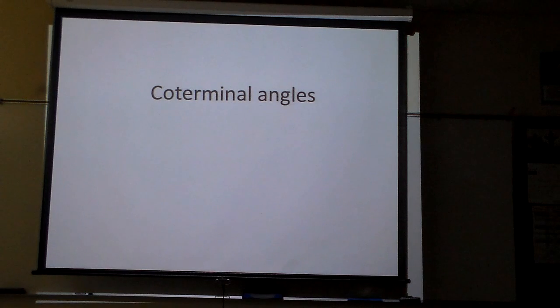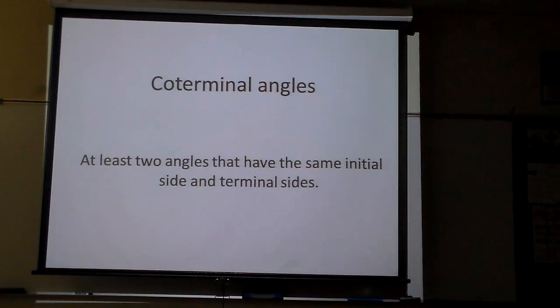Coterminal angles. This is the biggie, the one that gives everybody a hard time. First off, just learn the definition. That's all you need to do today. It's at least two angles that have the same initial side and terminal side. They start at the same place and they end at the same place. But they can go in different directions and end at the same place. How can you go in different directions and end at the same place?